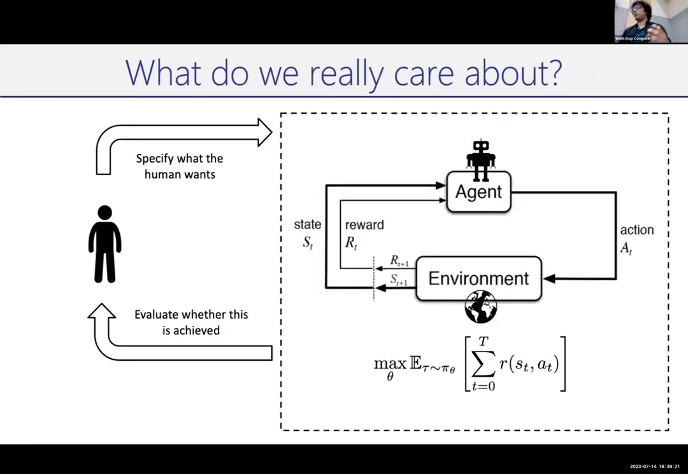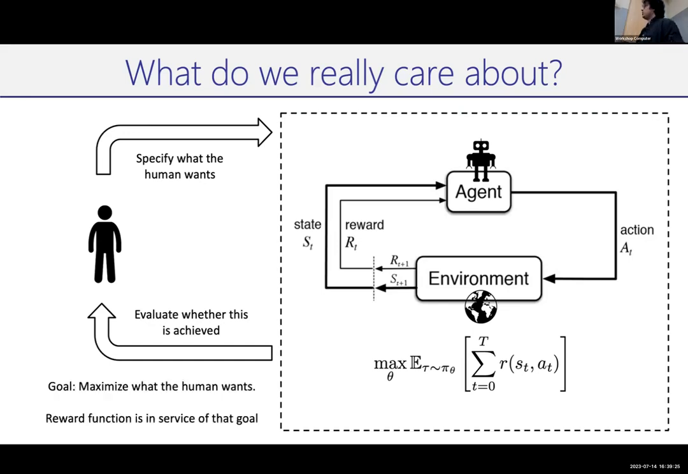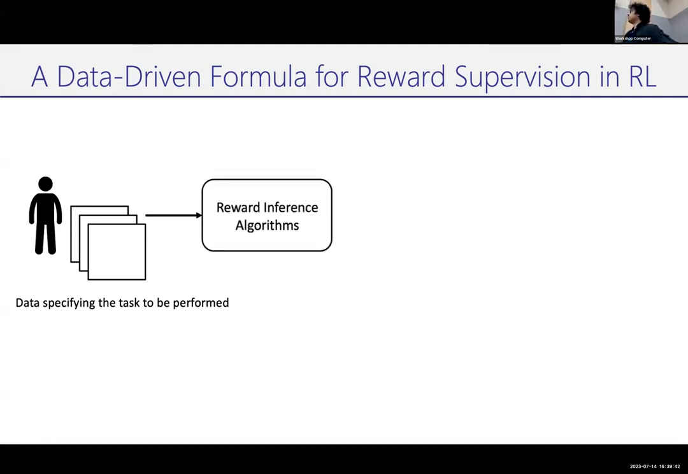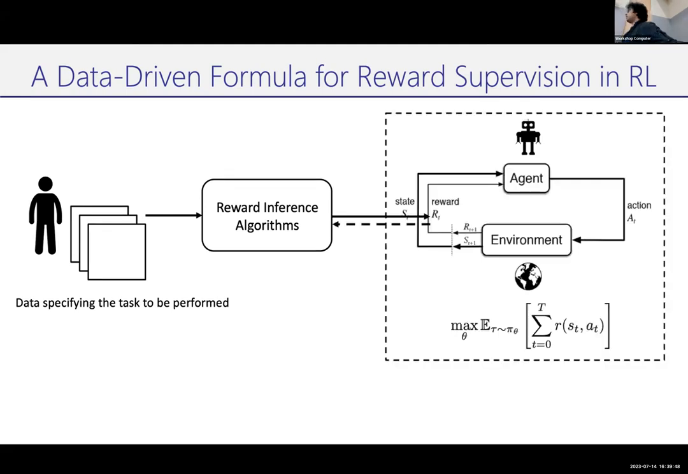Okay, so the question is, what do we really care about, right? Do we care about rewards or do we care about what the human wants, right? So what we really want to do is maximize some notion of human happiness, utility, whatever, right? And so really we want to think of a more data-driven approach to reward supervision. So a human wants to maybe specify some data indicating what task is to be performed. We want a reward inference algorithm that's able to take in this data and some experience from the robot and infer rewards, right? And then you can stick it into RL.